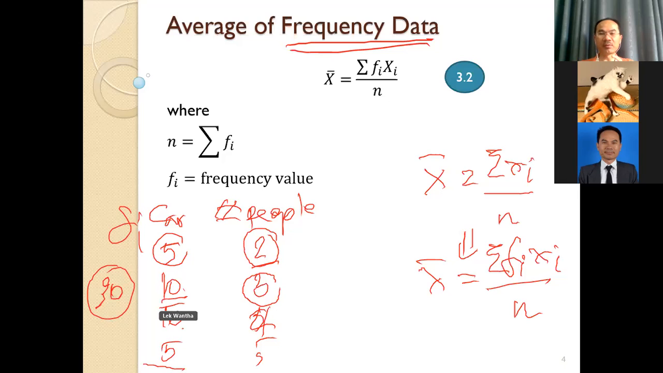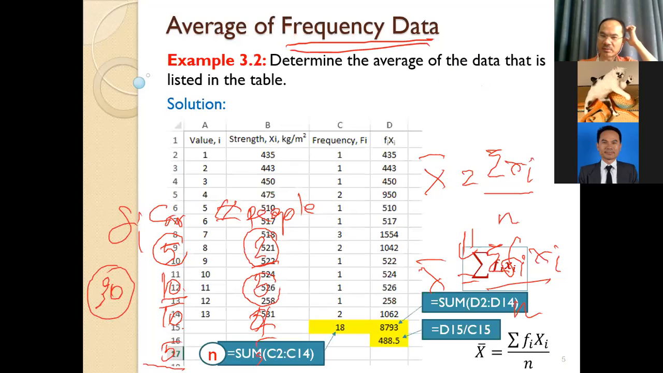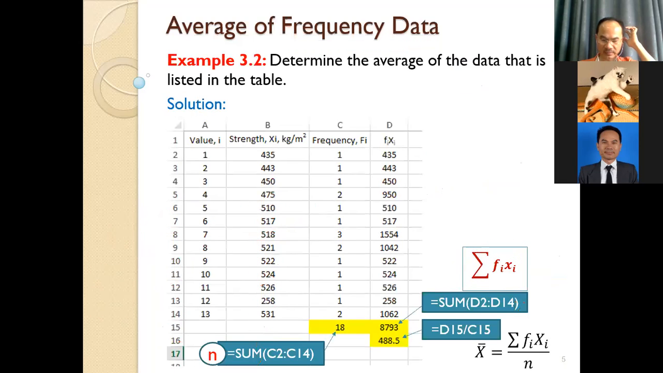This is an example of the frequency. For example, we have 2 people in the car, we have 5 cars. Also, I will show you the frequency for this data, where the index i equals 1 to 13.